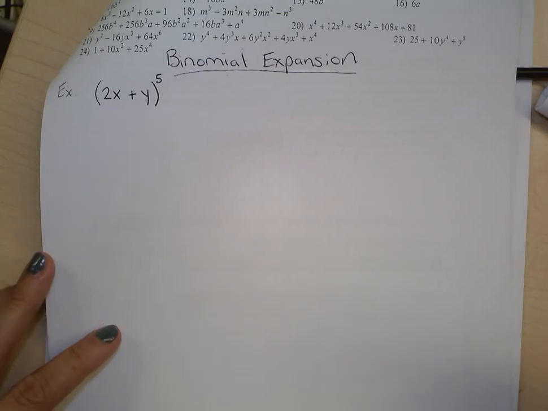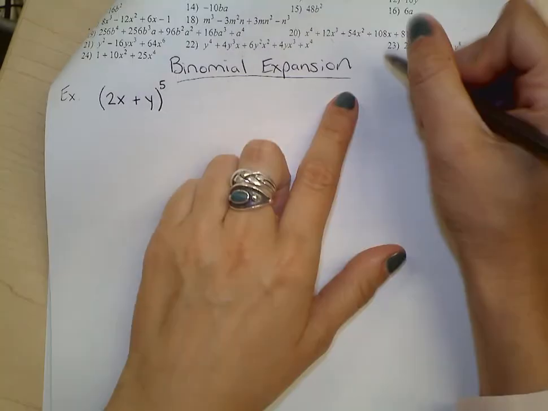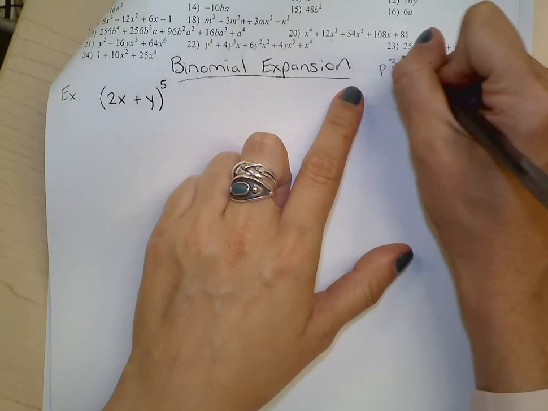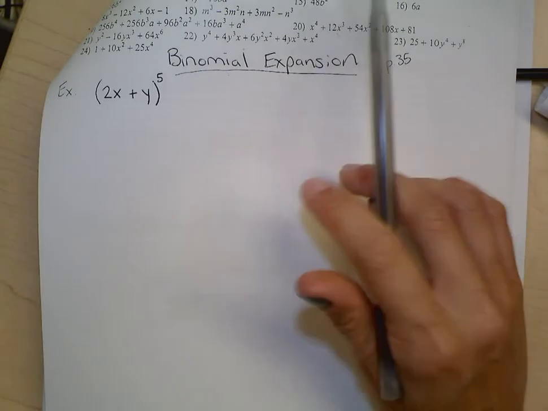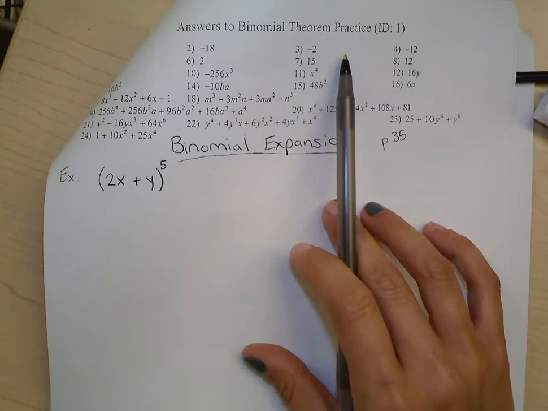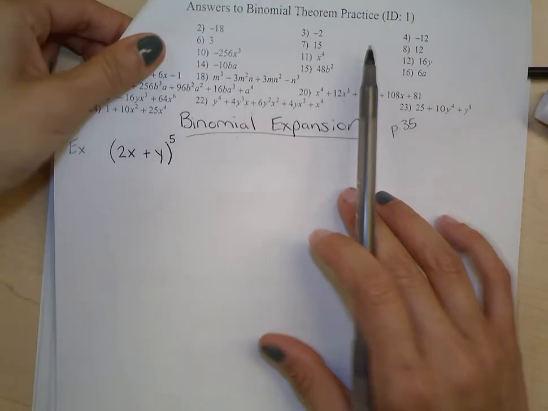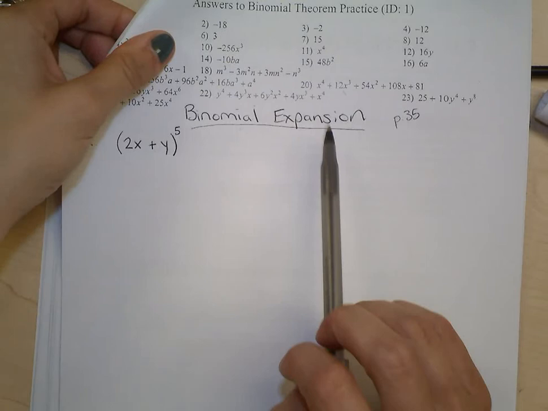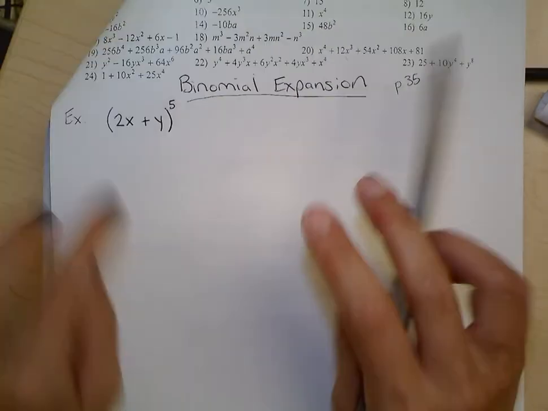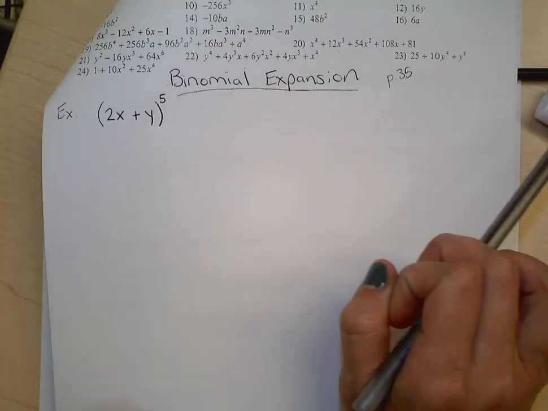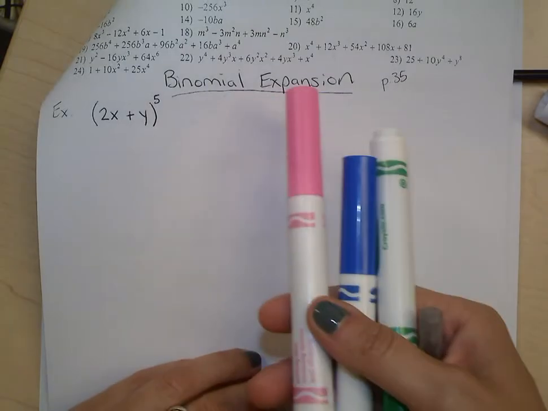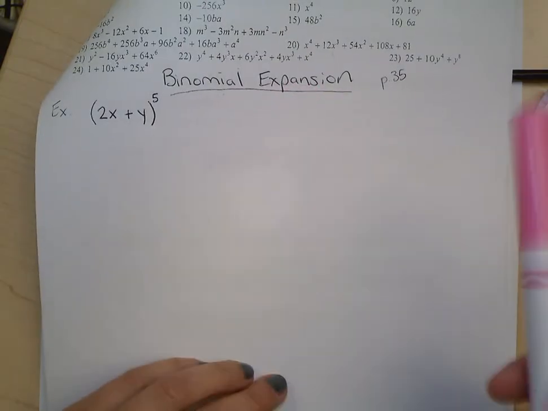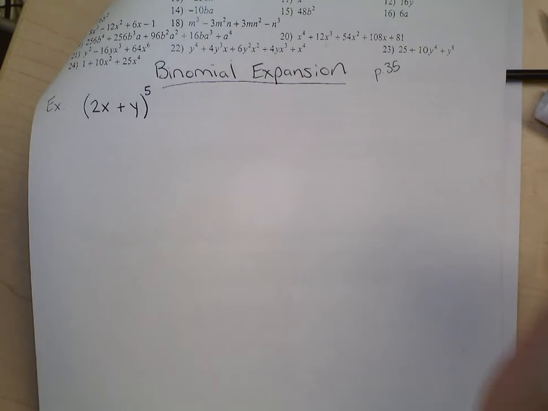Okay, so I'm on page 35 of your guys' packet, right underneath the answers to binomial theorem practice. And I'm going to go over an example for binomial expansion. Now, this problem is going to be pretty lengthy, and I recommend having 3 different colors out. It's really going to help you guys understand this concept. So that's what I recommend. You don't have to have it.